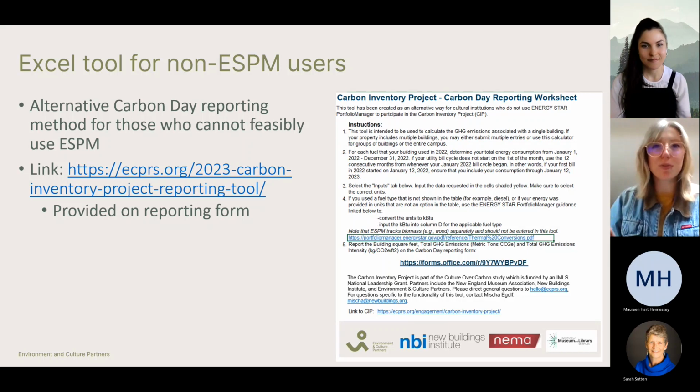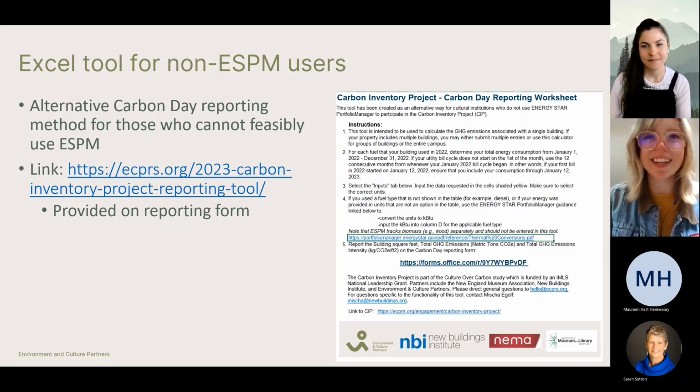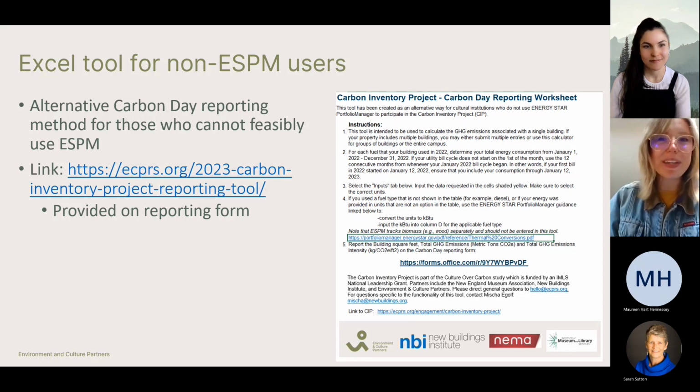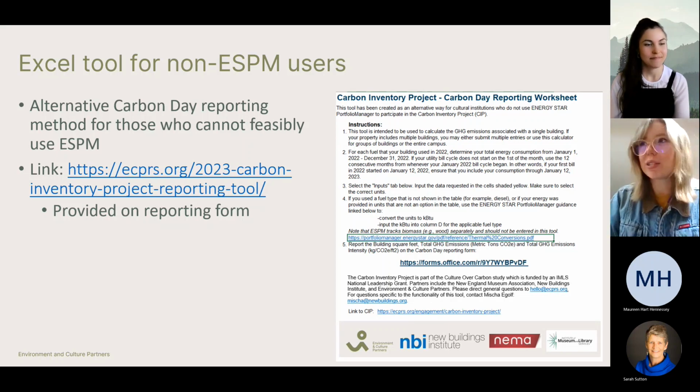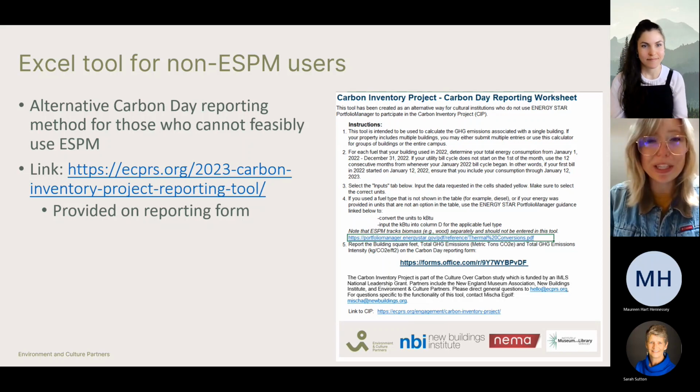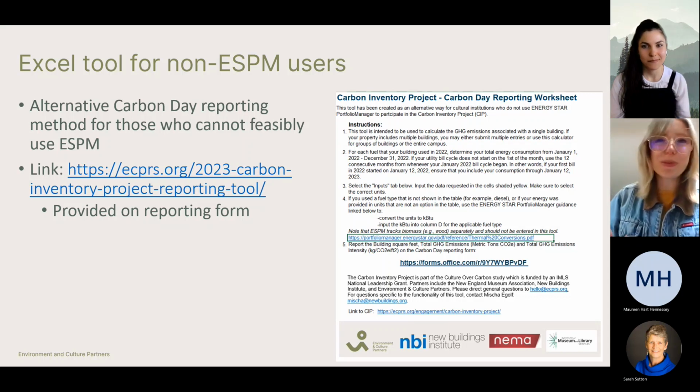So whether you're using the tool or Portfolio Manager to get the data, you're going to have to use the same reporting form no matter what. And so this is conveniently linked there for you. It has 2 tabs. We're trying to keep it as simple and easy as possible. There's just a screenshot here of the first tab, which is the instructions. It's pretty self-explanatory. It's basically assuming that you already have, and you will already have to have, all of your energy data for the calendar year of 2022 when you open up this tool, because that's what you're going to input. And then it's just going to calculate those carbon intensity and total carbon values for you.